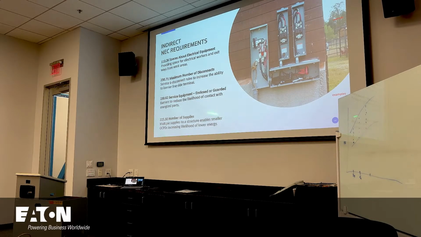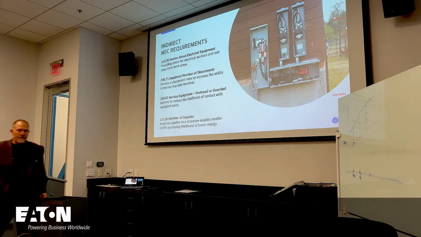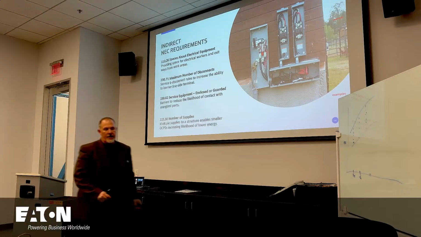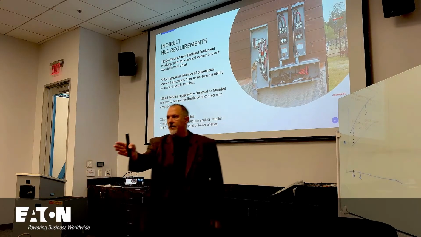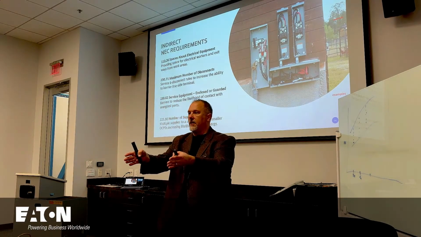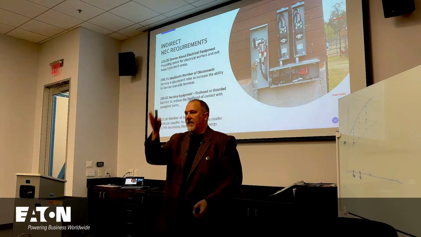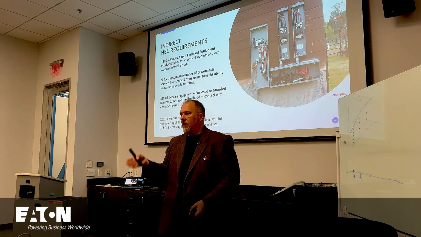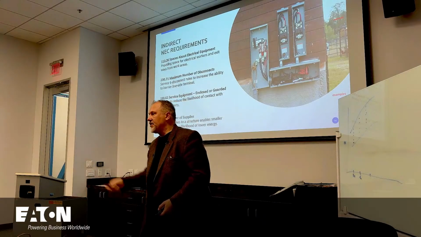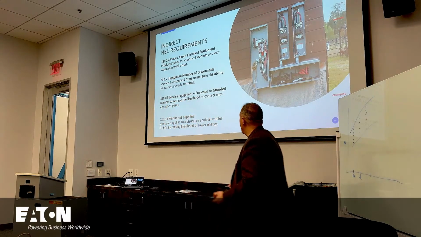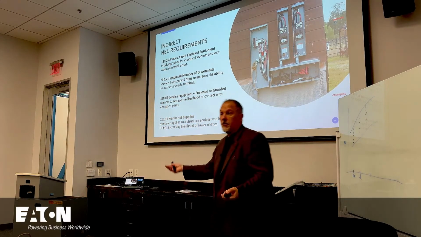And then the number of supplies, you could argue pulling more supplies to a facility. If I was going to pull 1 4,000 as opposed to 2 2,000s, right? My fault current is exactly the same. I have more of a likelihood of being in the faster clearing time for that overcurrent device because I've got a smaller overcurrent device.